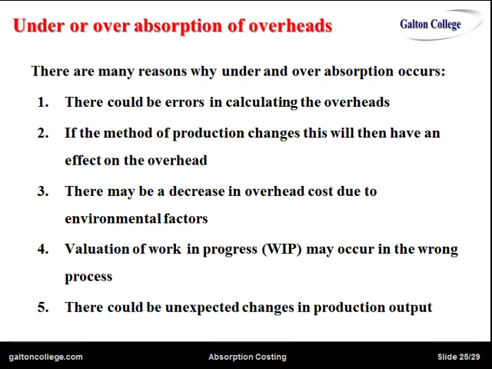The valuation of work in progress, WIP, may occur in the wrong process. The valuation of the work in progress may complicate the final article. For example, if overheads were allocated to work in progress, and that allocation was not correct, and then the work in progress was allocated to the final product, then they are carrying in errors in the calculation.